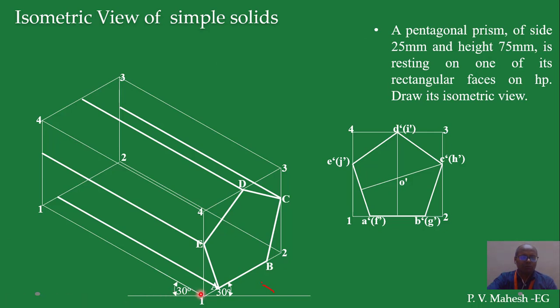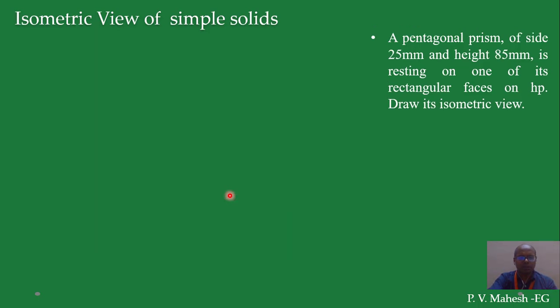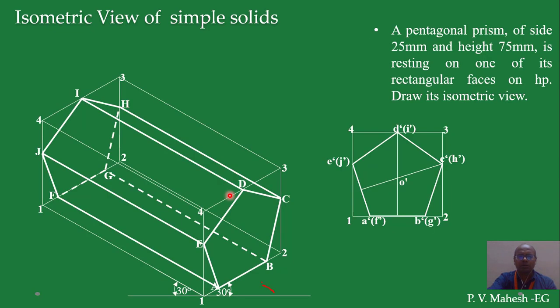Now, since the object is lying on the floor, the height is becoming the width. Okay. So, the width of the box is 75 mm here. Since the object is resting on a rectangular face, the height is becoming the width. Okay. That is one thing we have to remember. Now, if I join these things, either you can do like this or you can keep like this. So, this is an isometric view of a pentagonal prism resting on one of its rectangular faces.